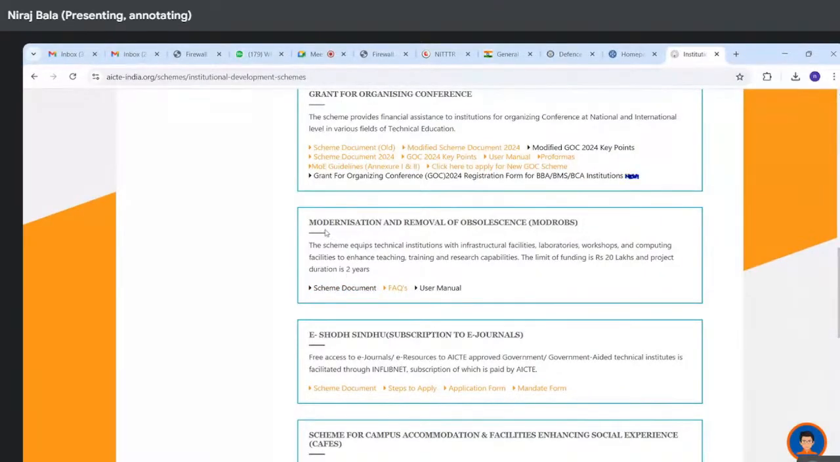I would like to tell you here, in my previous institute, I applied for the scheme Modernization and Removal of Obsolescence, which we call MODROBS, and we got the grant. It is a grant of about 20 lakhs if you want to modernize your lab. It is a very simple document. You just have to apply, and this is for both polytechnic and engineering colleges. Suppose you have a computer engineering lab or an electronics engineering lab, and you want to apply for this.